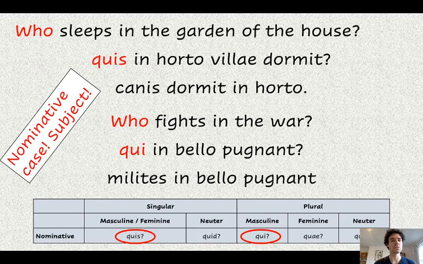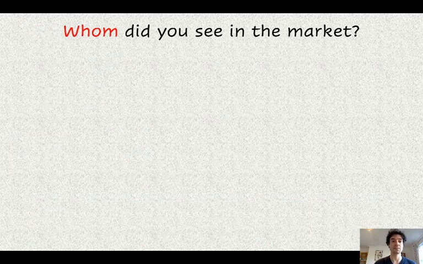Now, in all these sentences, I only have interrogative pronouns in the nominative case. What does that mean? It means that the interrogative pronoun is doing the action presented in the verb. For example, quis in horto villae dormit? Who sleeps in the garden of the house? The interrogative pronoun quis is also the subject of the verb dormit. And that might not always be the case. Let's look together at some other examples.